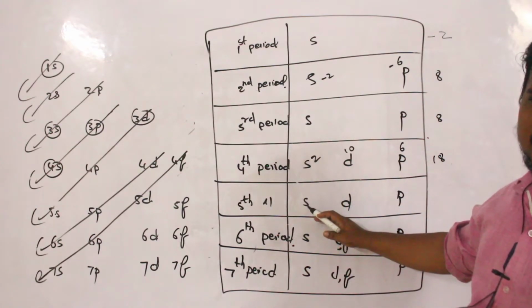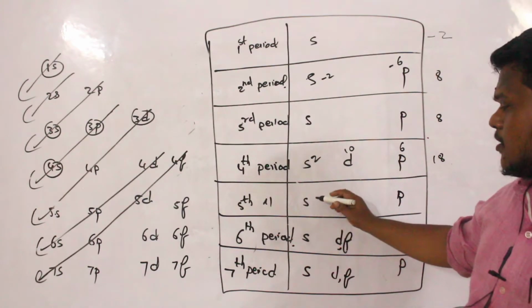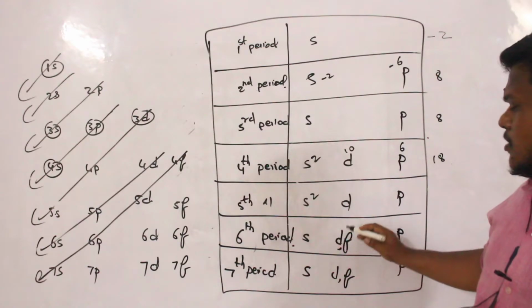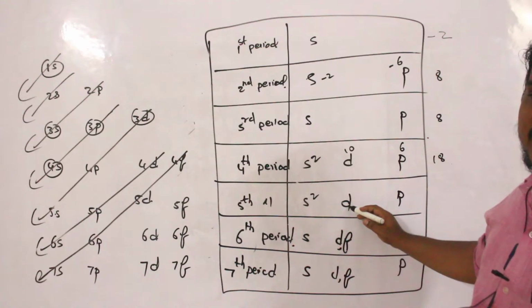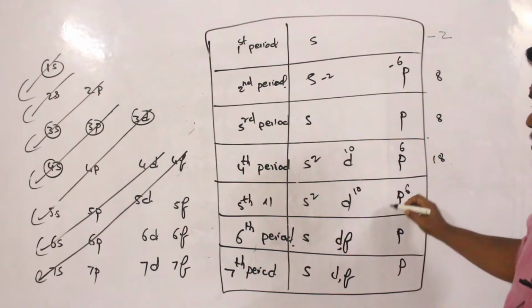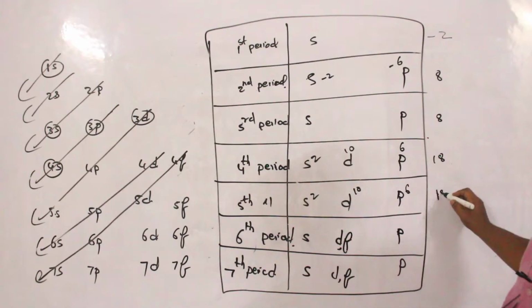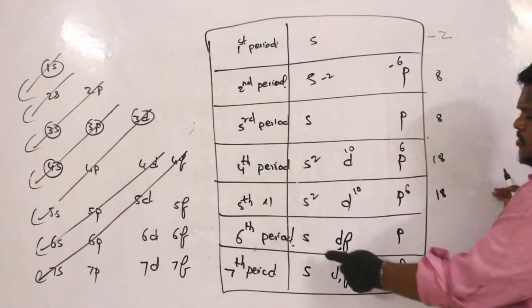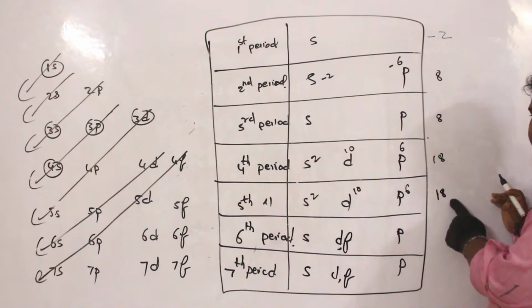Then S subshell, 1 orbital. 1 orbital can accommodate how many electrons? 2. D subshell, 5 orbitals, 5 twos are 10 electrons. And again P can accommodate 6 electrons. So again in total how much? 18. So S, P, D can accommodate 18.